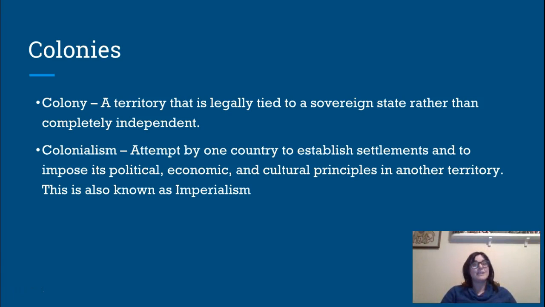So a colony is a territory that is legally tied to a sovereign state rather than completely independent. You guys have had history lessons in this before. Before the U.S. was the U.S., we were a British colony. We were considered part of Britain, okay? We were an extension of that state, okay?